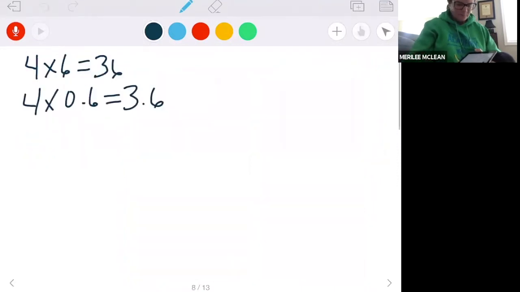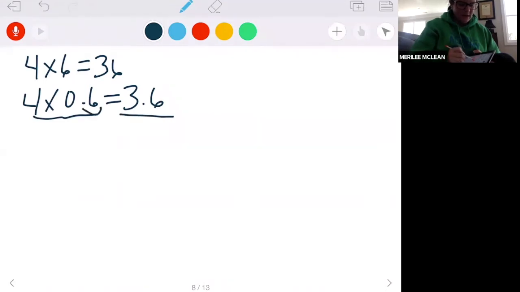So I want to show you again, just like when we were dividing, you're looking for a pattern. If 4 times 6 is 36, 4 times 6/10 is 3 6/10. Do you see the relationship between how many place value positions that decimal point is in? Here's 1 decimal point position. Here's another 1 decimal point position in the answer, the product. Does that make sense? If not, I hope it will.